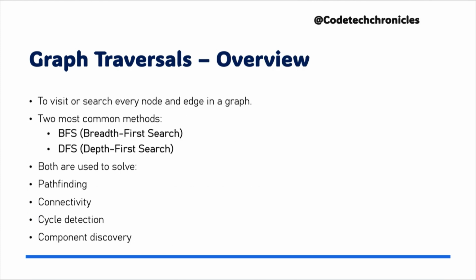Graph traversal. To work with graphs, you must traverse them. The two most important traversal strategies are breadth first search, BFS, which does level by level exploration using a queue, and DFS, depth first search, a deep dive along a path using recursion or a stack. These help us solve shortest path problems, connectivity problems, detecting cycles, and finding components.